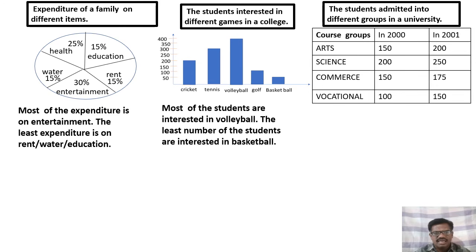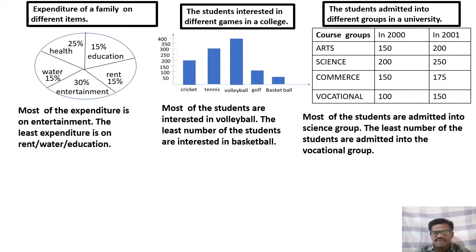From the second diagram, they may say like this. Most of the students are interested in volleyball. The least number of students are interested in basketball. From the table chart, they may say like this. Most of the students are admitted into science group. The least number of students are admitted into vocational group.